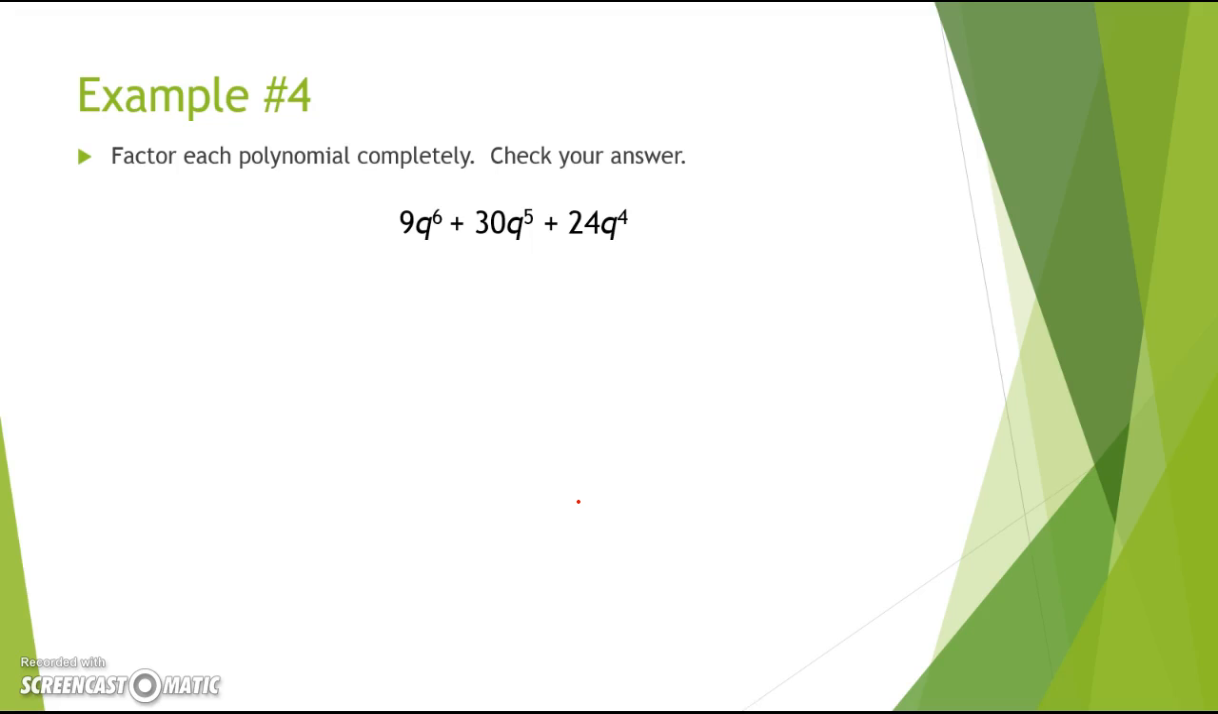For example 4, it says factor each polynomial completely. Here we're going to check our answer. So with this, we need to find a greatest common factor and pull that out. The greatest common factor is going to be 3q to the 4th. So then we rewrite the remaining, which is 3q squared. 9 times 3q to the 4th is 3q squared. 30q to the 5th divided by 3q to the 4th is going to give me 10q. 24q to the 4th divided by 3q to the 4th just gives me 8.